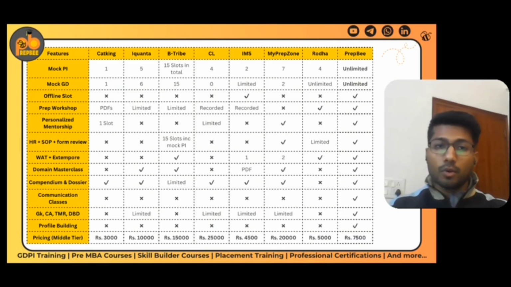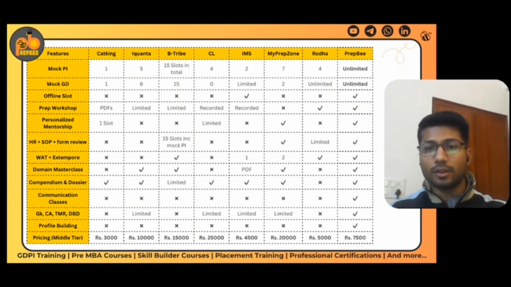Now, most of the institutes give very limited mock GDs. BTribe gives you 15 mock GDs, and Rodha and PrepBee give you unlimited mock GDs. So this is something very good with Rodha, that they are also giving you unlimited mock GDs, but at the same time PrepBee is also giving you unlimited mock GDs.